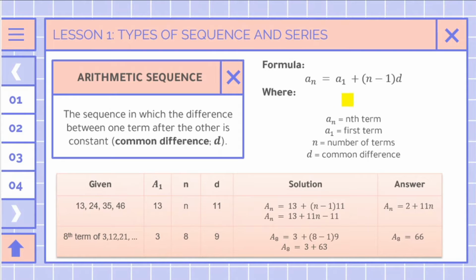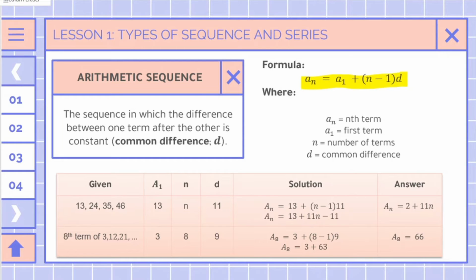Now, for our formula, we have a sub n is equal to a sub 1 plus n minus 1 times d, where a sub n is the nth term, a sub 1 is the first term, and n is the number of terms. Then we have d as the common difference. For example, we have 13, 24, 35, 46.